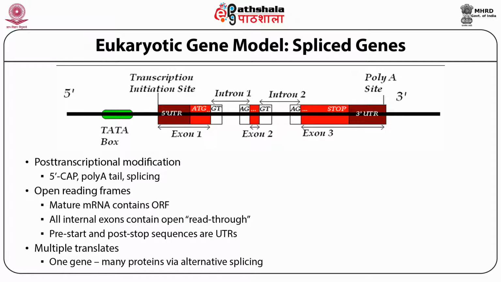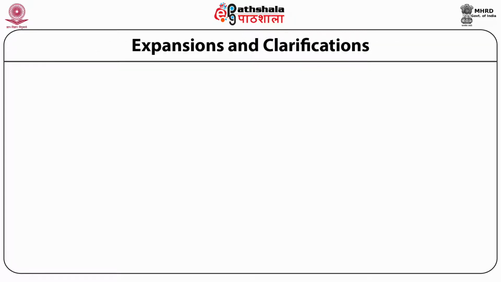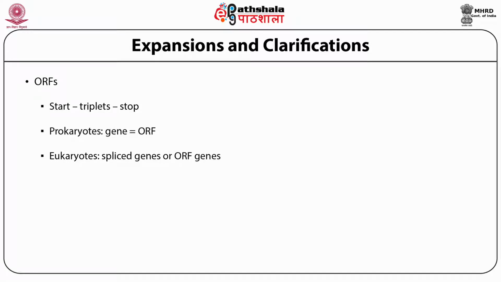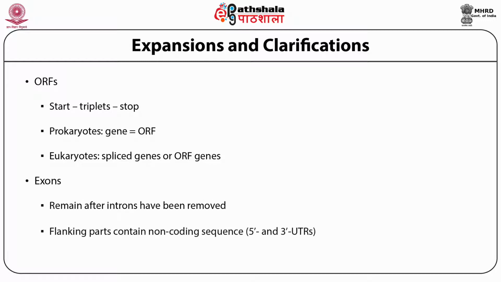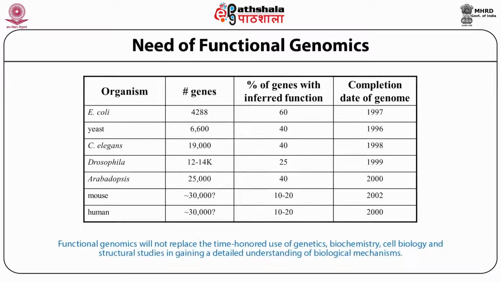So before going to functional genomics, we must understand the prokaryotic gene model and the eukaryotic gene model. We discuss the expansion and clarifications: open reading frames are start, triplets, and stop, and in prokaryotic genes, one ORF per gene. In eukaryotes, genes are spliced. The exons are what remain after introns have been removed, and flanking regions contain non-coding sequences, the 5' and 3' UTRs.